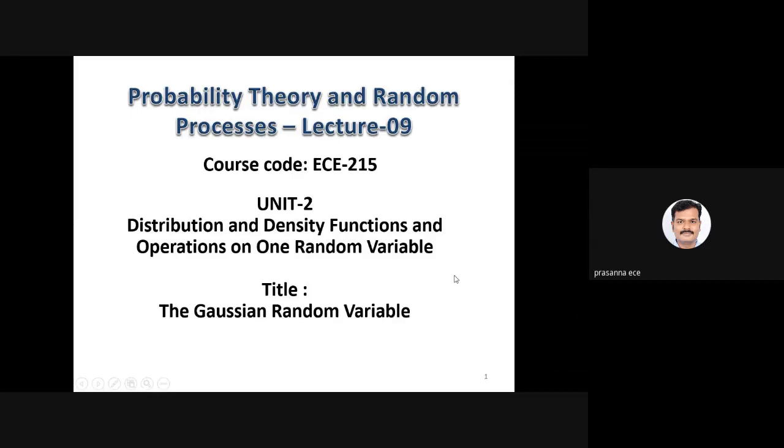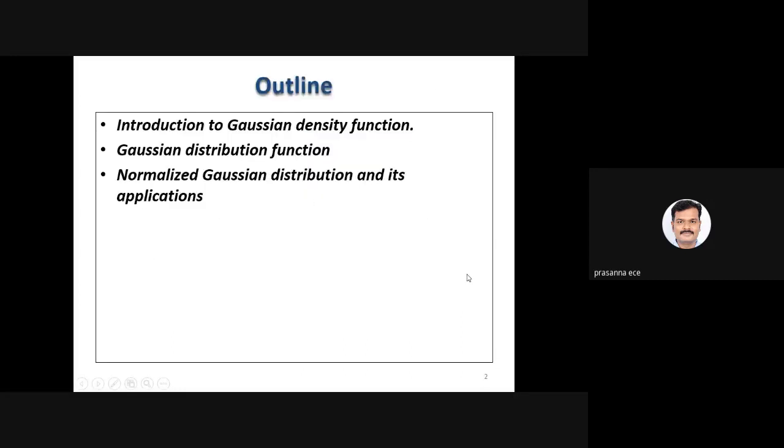So till now we have seen what are distribution and density functions. Today we are going to see a special kind of density function. We'll be seeing both the density as well as the distribution of some special kind of variables which are known as Gaussian random variables. So this is the outline of today's session.